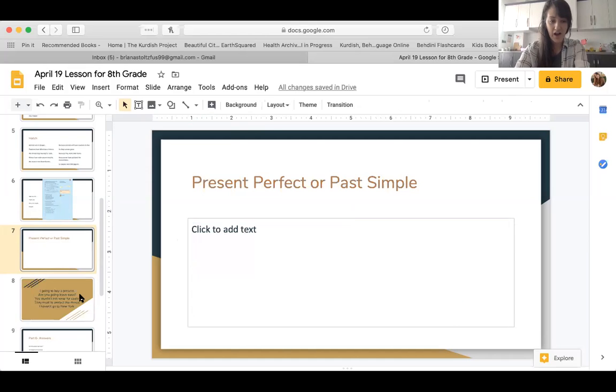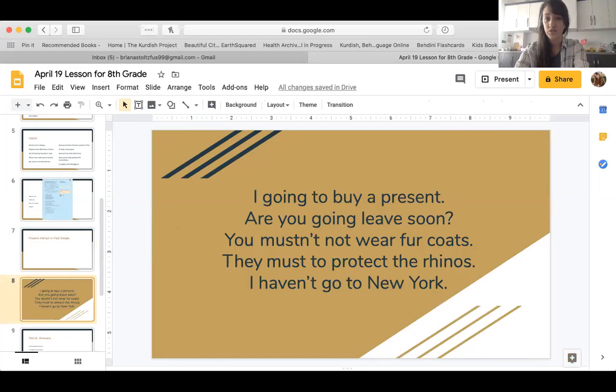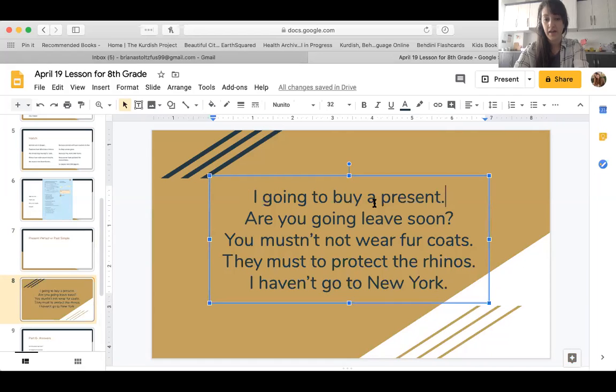Let's look at number 5. These are sentences that you need to correct. There are mistakes in each sentence that you need to correct. For example, number 1, I going to buy a present. Remember when we use going to, we must have a verb here. What is the verb that goes here? Is, am, or are?